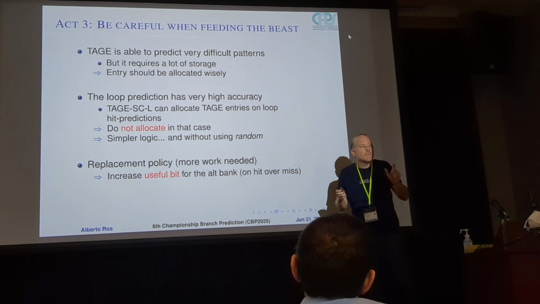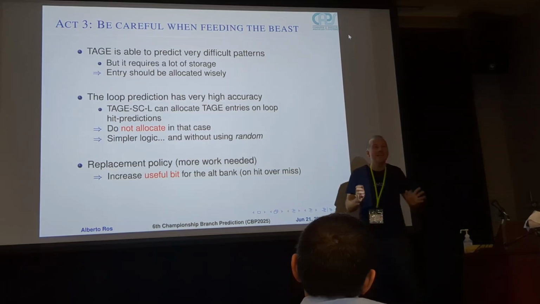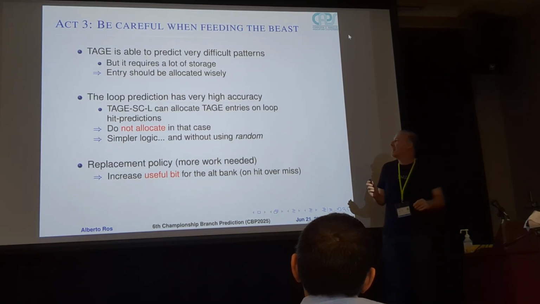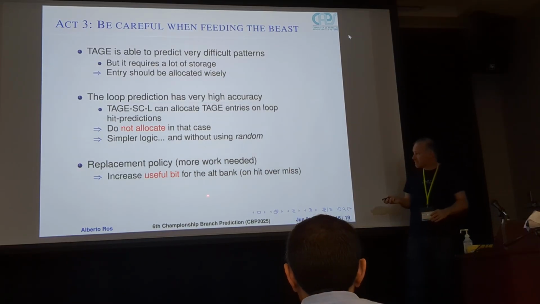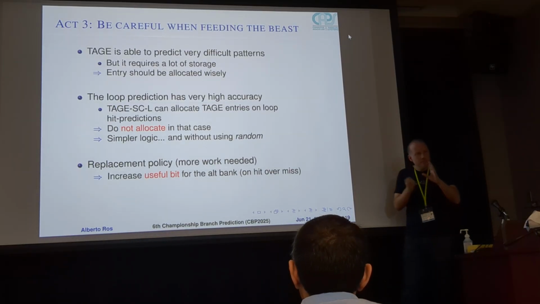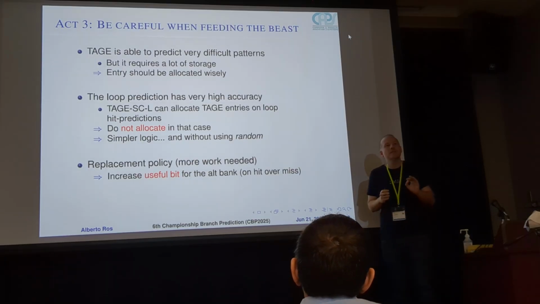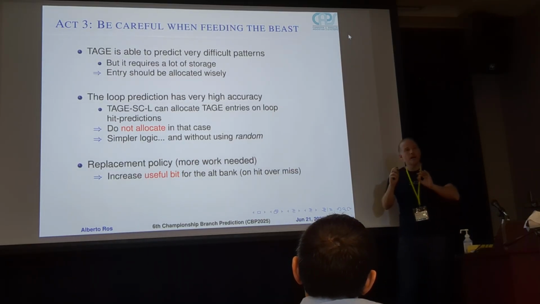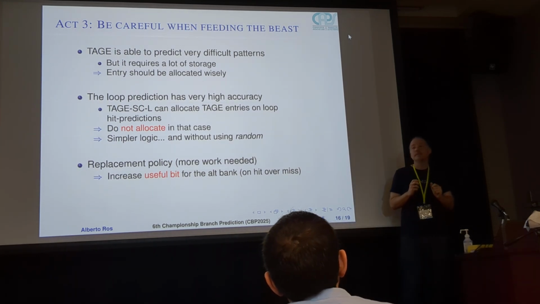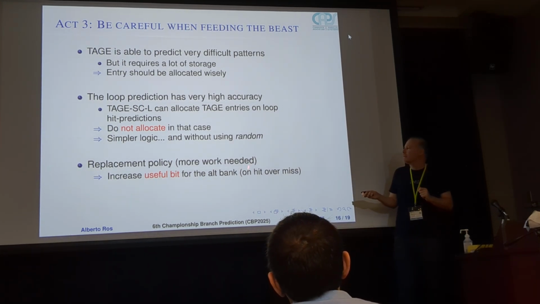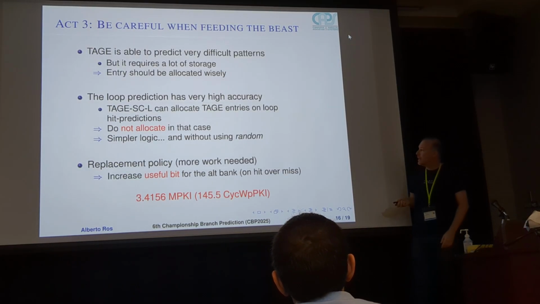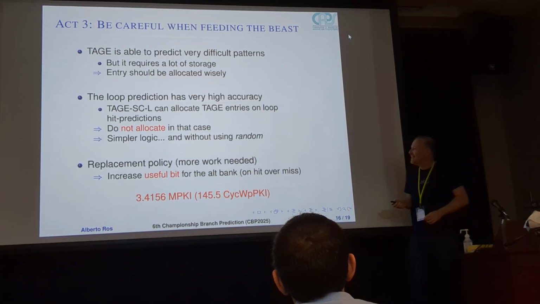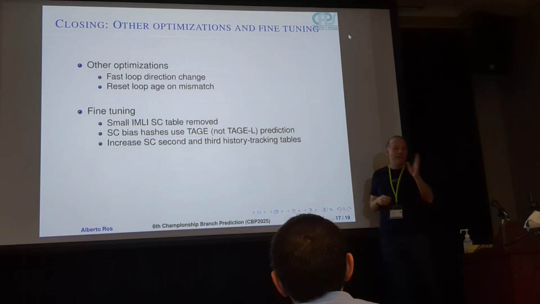I tried to remove many of the random pieces that are there in the code, and I did many, not all. I wanted to do all, but I couldn't, with some hurt in MPKI. But from here, it's very simple logic, and it worked quite well. And the replacement policy, I didn't have time to work more on that, but I think it's key. Some research has to be done there to replace cleverly the entries in TAGE. Okay, I just increase the useful bit of the alt bank when it hits over a miss, which gives a little bit more performance, not much, but it's where we are. 3, 4, 1.